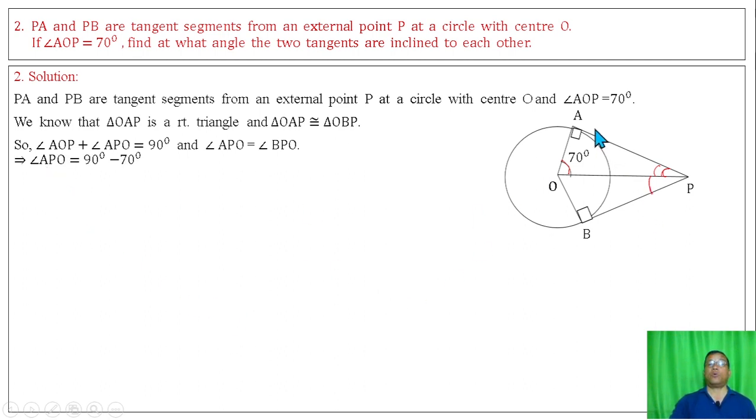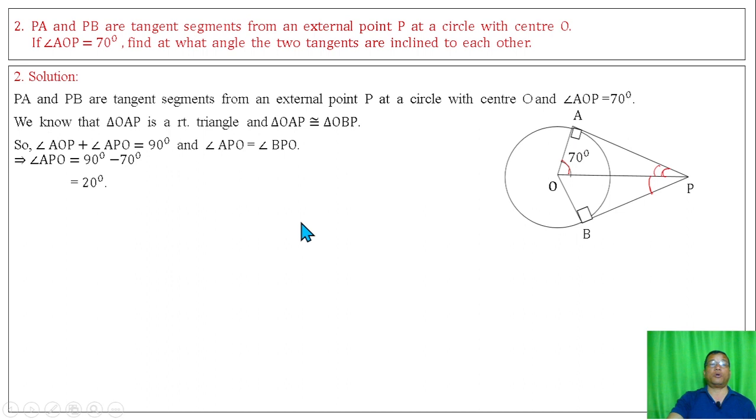Therefore angle APO is 90 degree minus 70 degree. Since angle AOP is given as 70 degree, if we transfer it to this side, we have 90 degree minus 70, that is 20 degree.